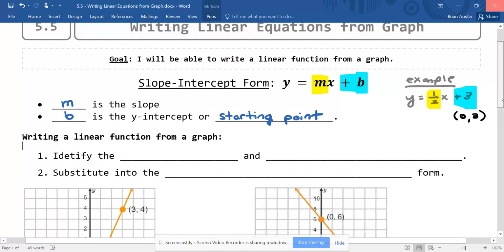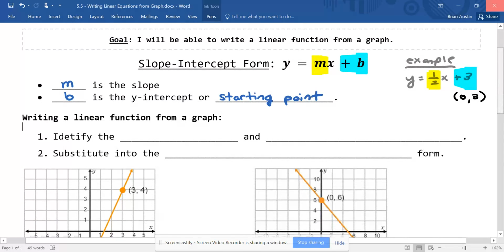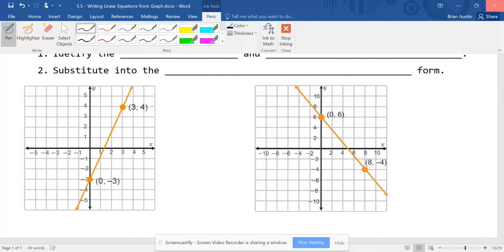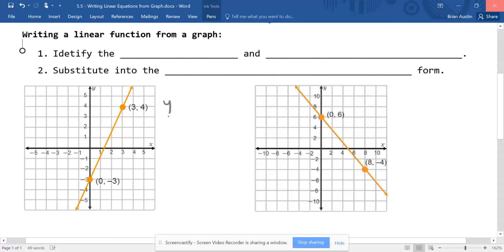All right, so when we write a linear function today, we are going to write it in slope-intercept form. For slope-intercept form, we need two key components of the equation. We need the slope, which is next to x, and we need the y-intercept. So the first step is to identify the slope, or as it is also called, the rate of change.